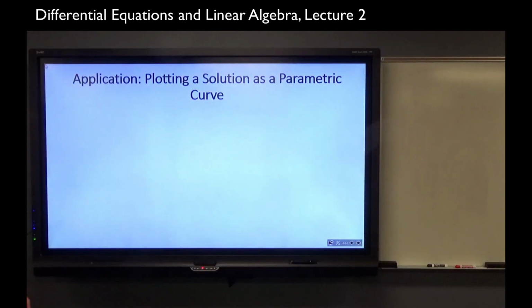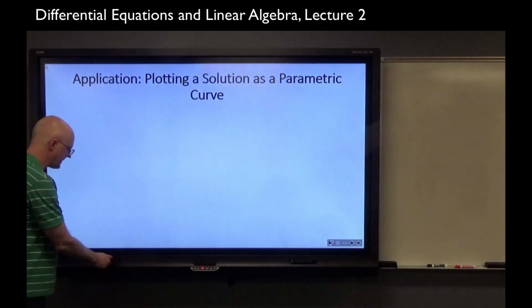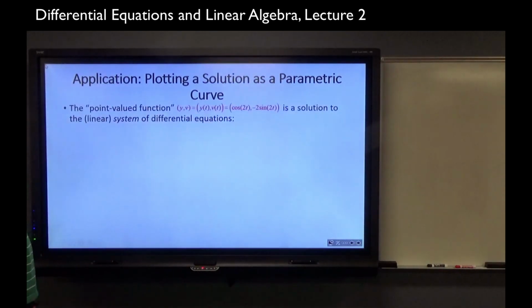That's the first subtle point to make. Let's talk briefly about some applications. I'm going to go pretty quick here because we're running low on time. Applications of coordinate planes. Plotting a solution is a parametric curve.